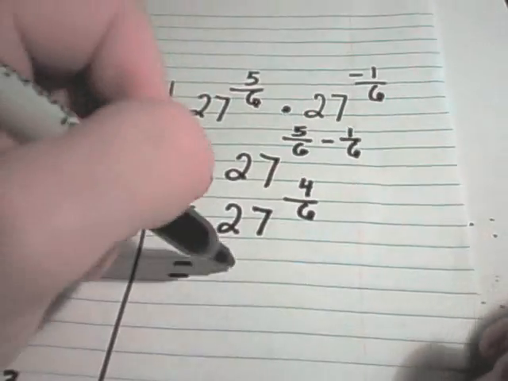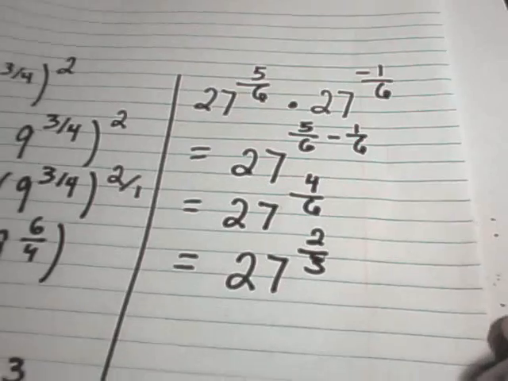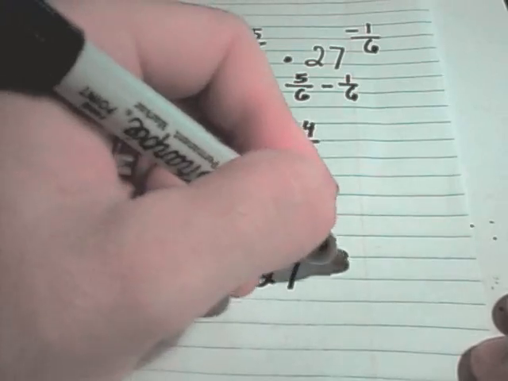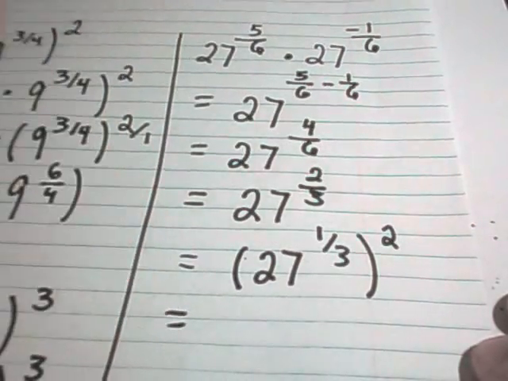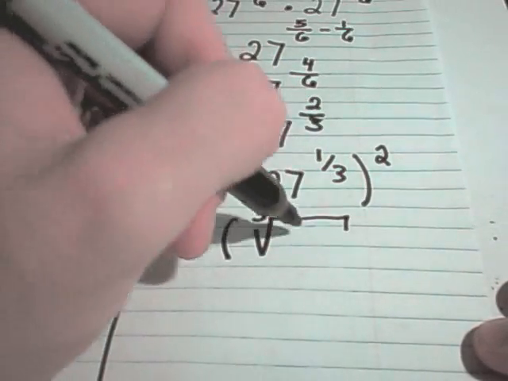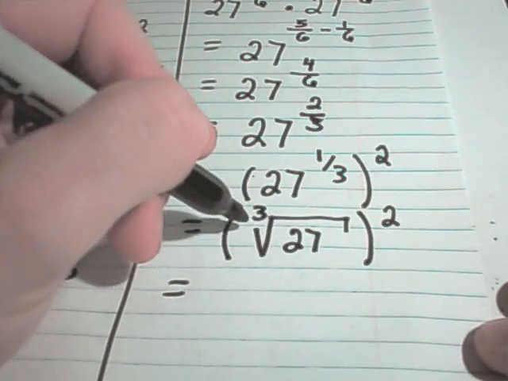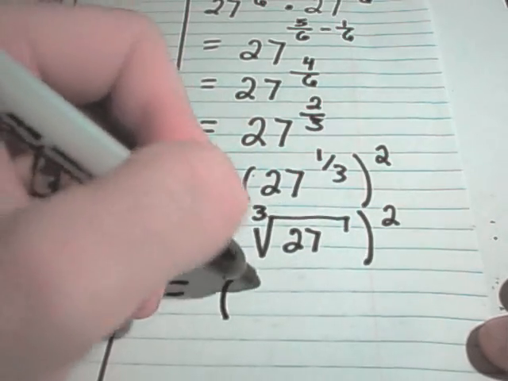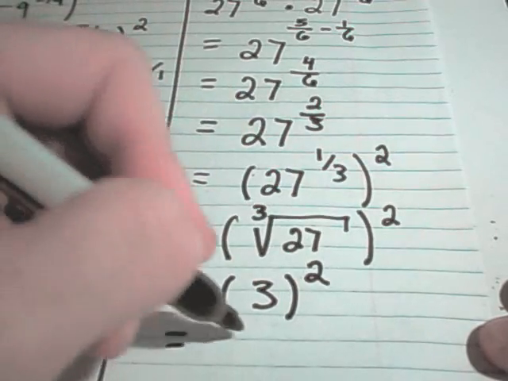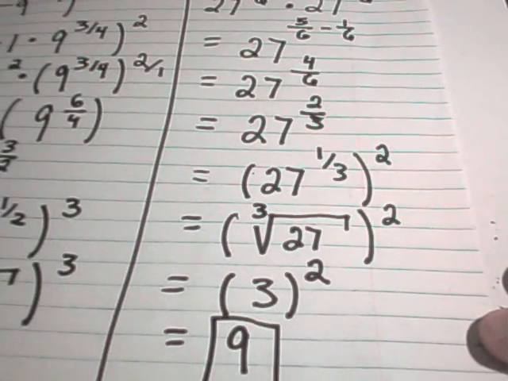And I'm going to do the same thing as before. I can reduce that fraction and make 4/6 into 2/3. And again, I'm going to write this now as 27 to the 1/3 power squared. Well, 27 to the 1/3 power means you have to find the cube root of 27, squared. So I need a number times itself 3 times to give me 27. Well, you can check that if you take 3 times 3 times 3, that'll give you 27. We still have to square that number, so 3 squared is simply 9. And that'll be my value.